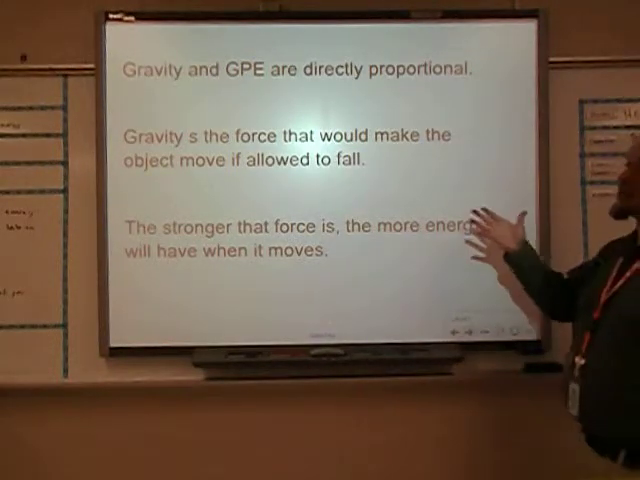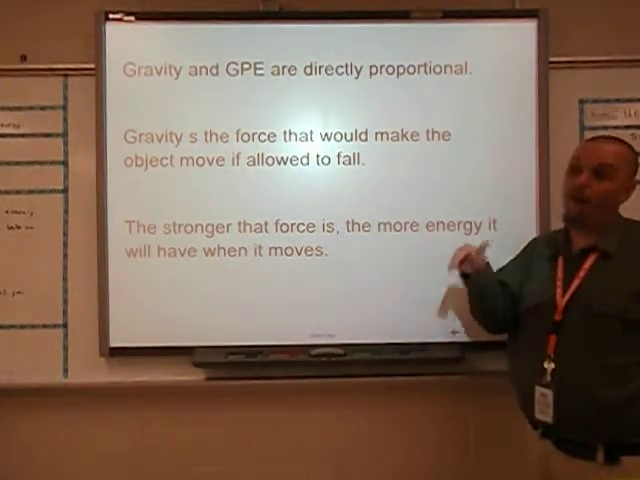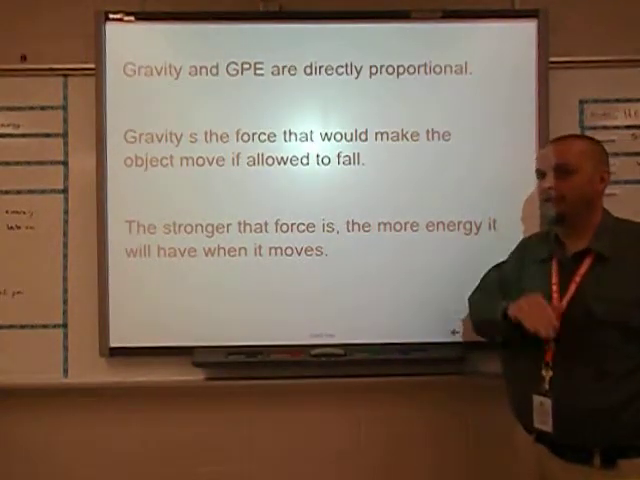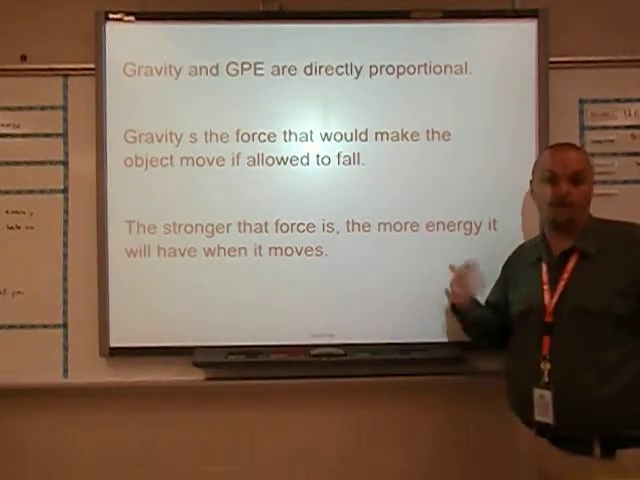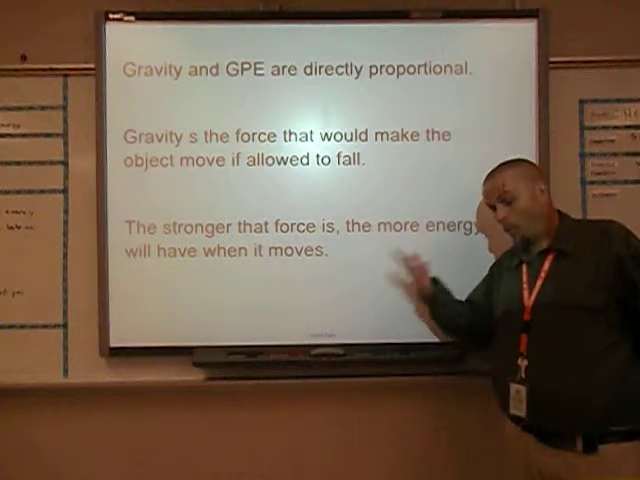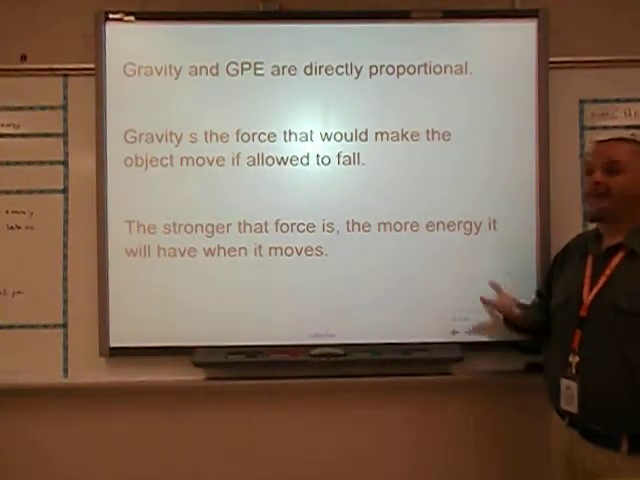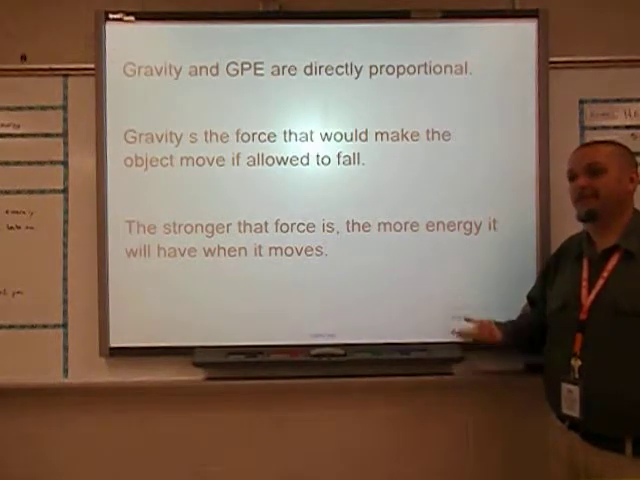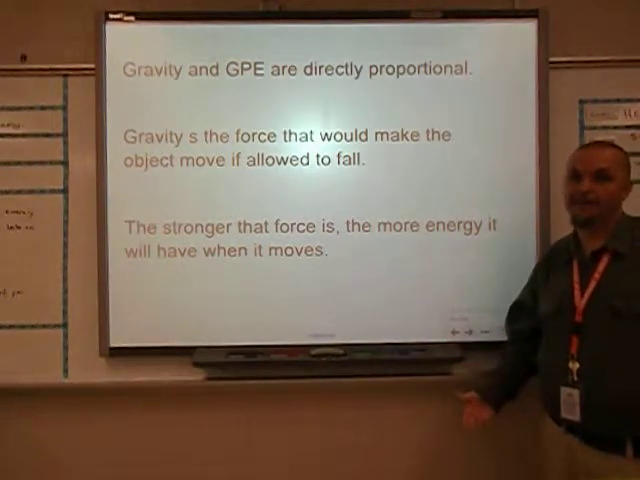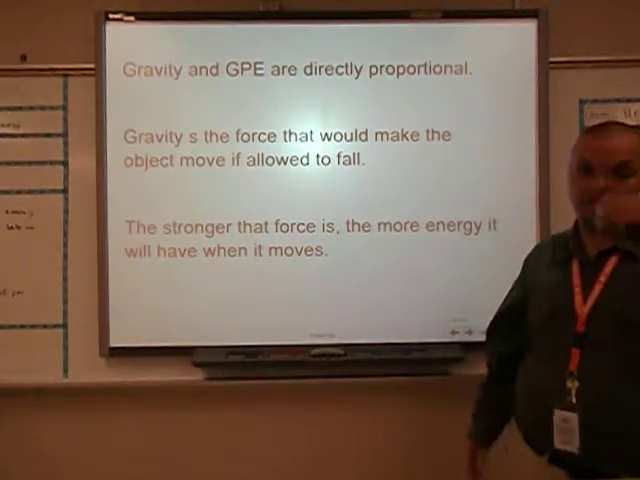Gravity is the force that's actually causing the object to fall when we let it go. Gravity is the reason why it has gravitational potential energy in the first place. So it makes sense, the stronger that gravitational pull is, the more gravitational potential energy that object would have. And again, we don't think about it much because when's the gravitational potential energy going to change? And the answer is, on Earth, where you're at, it won't.